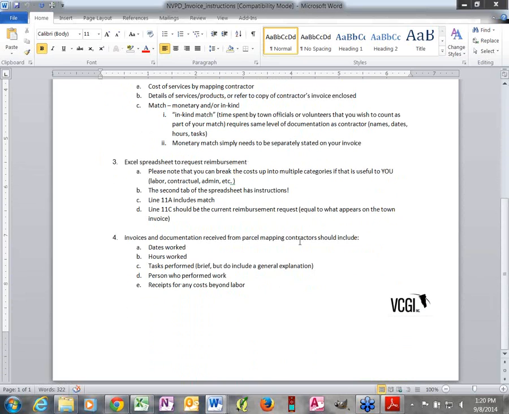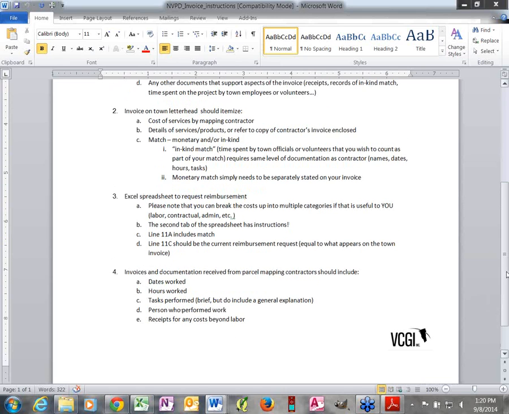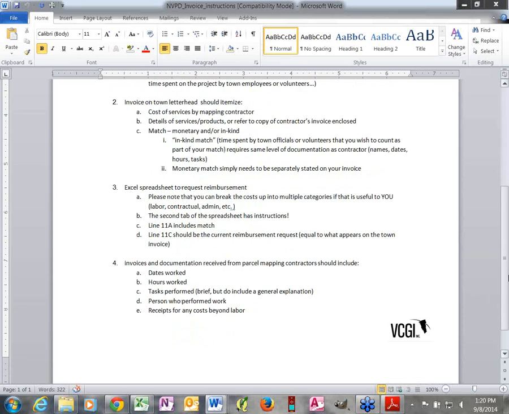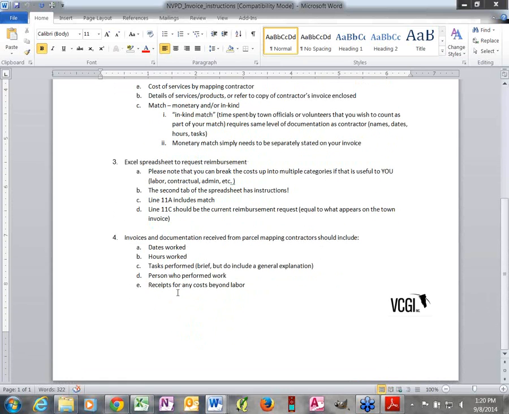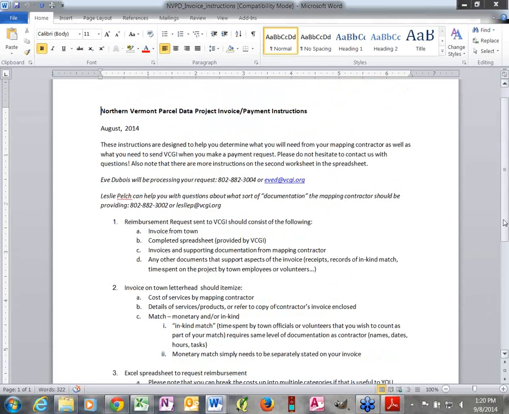So hopefully what the parcel mapping contractor sends you should include some detail so that when you attach those invoices, it'll reflect some of this: dates worked, hours worked, what they did, who did it, and any receipts for anything beyond labor. Obviously, whatever they provide you is what they provide you. If for some reason what you're getting really doesn't have any of this, you might have to go back to them and ask them for a little more detail. I'm not sure if any of the contractors wouldn't provide that level of detail, but hopefully they will. Something close.